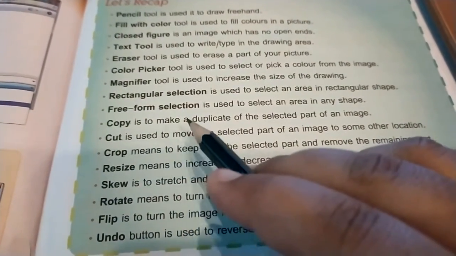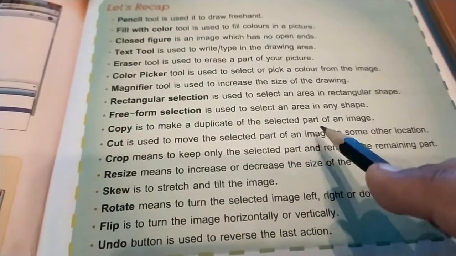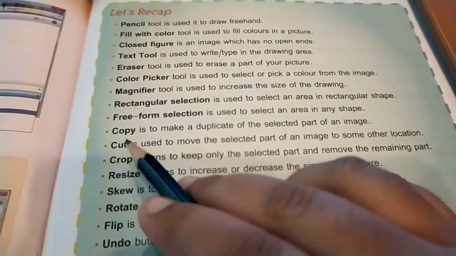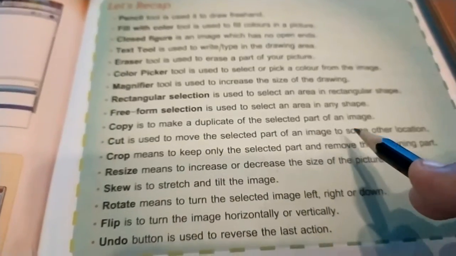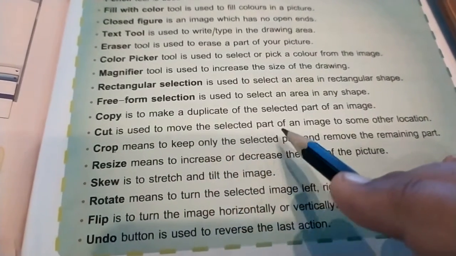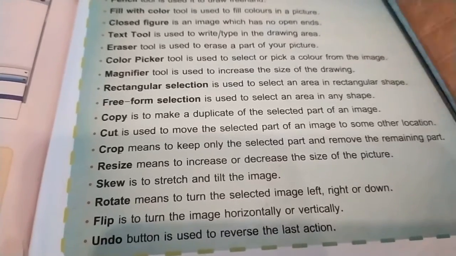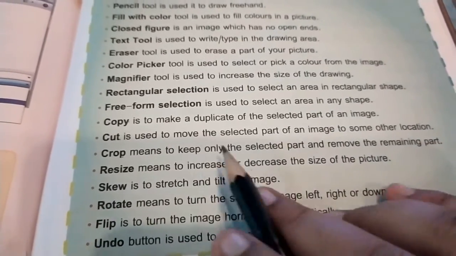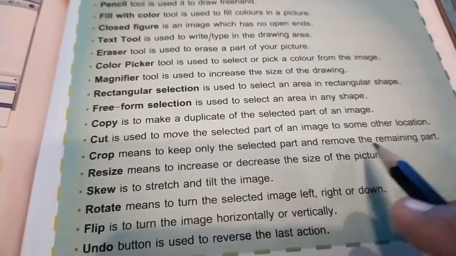Copy is to make a duplicate of the selected part of an image. Cut is used to move the selected part of an image to some other location.